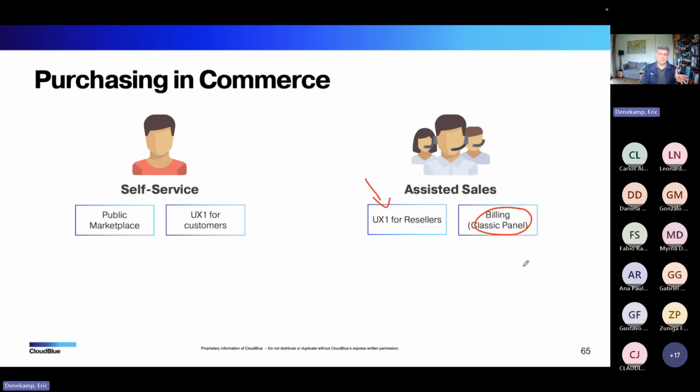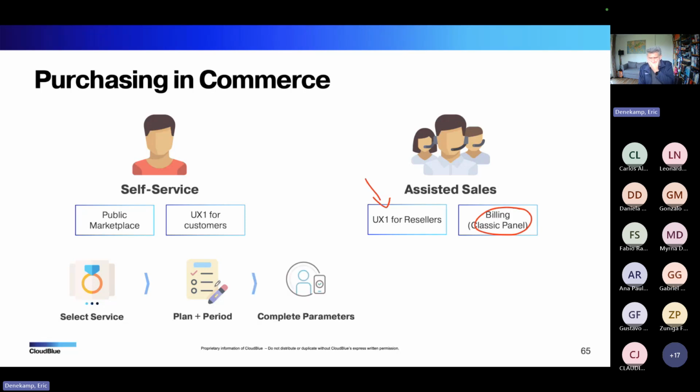The flow is always the same. You select a service. In that service, you select for how long. So here I selected Azure RI. Then I select which Azure RI plan I want. If needed, I complete parameters. That could be parameters for the customer, or it could be parameters for the service to be used, like for instance, a domain. And we place the order, and the system will provision the service. So that is the module that I wanted to do.